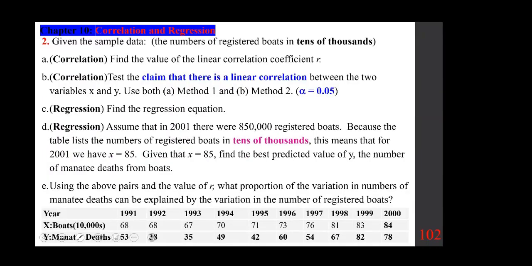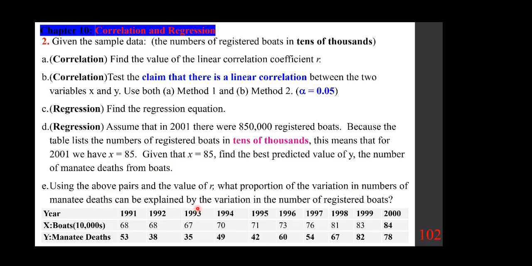Here's the next example. We are going to do the same on a different question given a sample data. We want to find the value of a linear correlation and test the claim that there is a linear correlation at alpha 0.05. Again, I'm going to do it with two methods because I want you to be exposed to both. Assuming that in 2001 there were 850,000 registered boats, because the table lists the number of registered boats in 10,000s, this means that for 2001, we have x equals 85. Given that x is 85, find the best predicted value for y. Also, using the information from the previous steps, what proportion of the variation in manatee deaths can be explained by the variation in the number of registered boats.